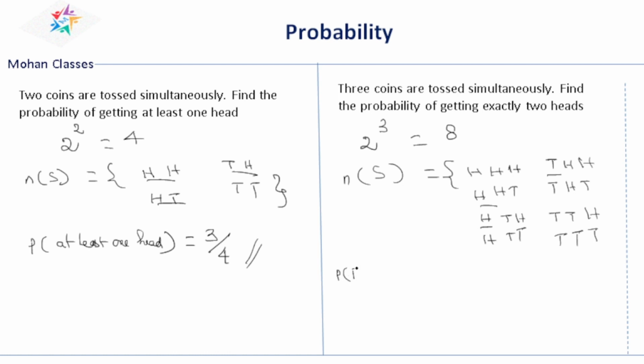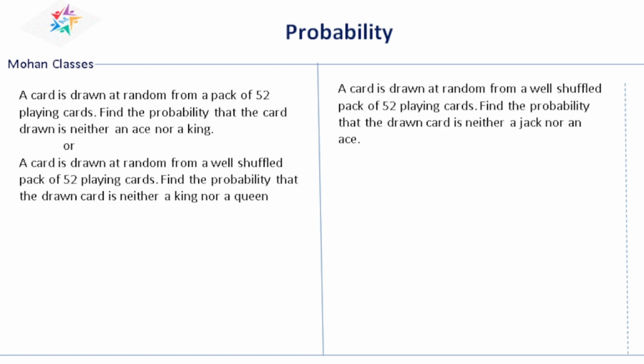Therefore P of exactly 2 heads is equal to 3 divided by 8, right? Here we will get 1, here we will get 1, and here we will get 1. So we are getting 1, 2, 3. So 3 divided by 8. So 3 by 8 is the answer. Clear? Let us move to the next.